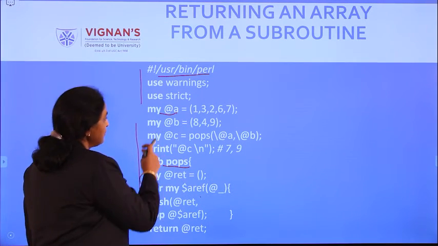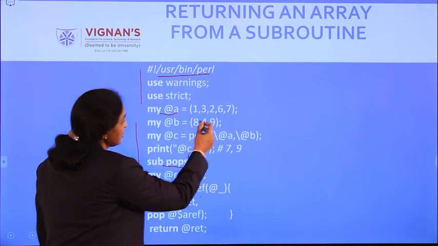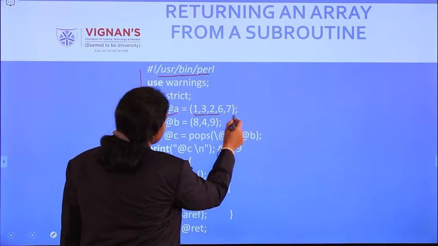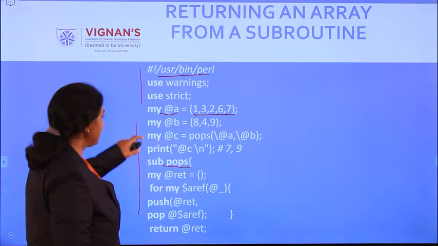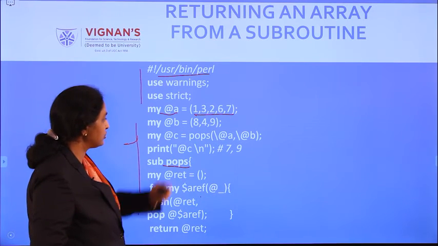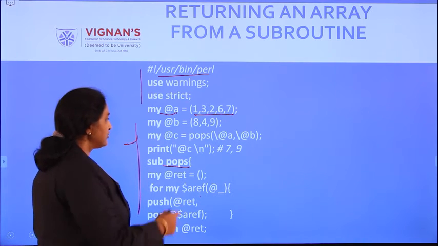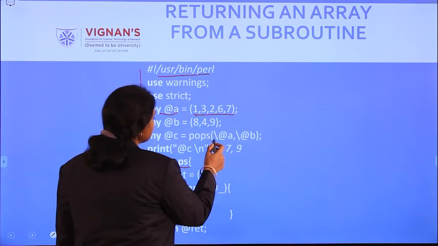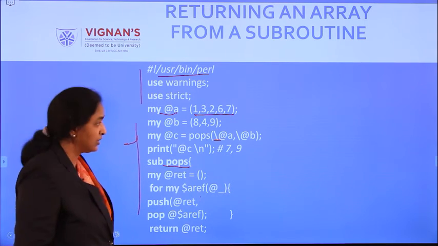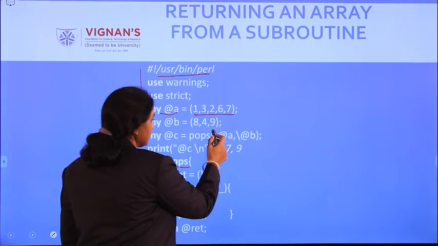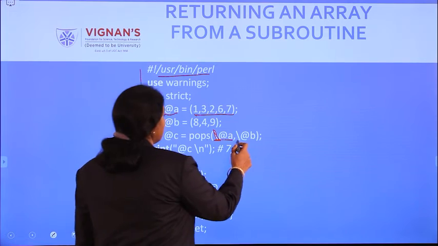As you know, this variable is A and local. Here it is an array variable which comprises 1, 2, 1, 3, 2, 6, 7. B is another variable initialized with 8, 4, 9. My iterate C. So iterate C is nothing but pops. As you know, you have created it as a reference, since the variable is followed with the slash. It is another reference.